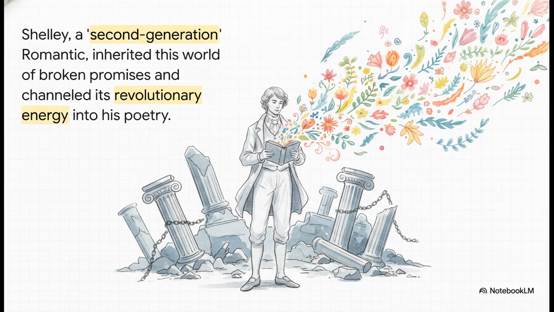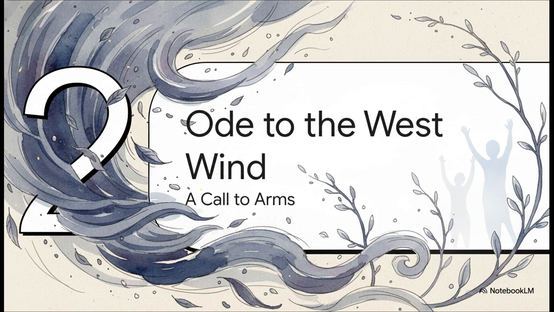So for him, poetry becomes this kind of battleground. It's where he wrestles with this massive tension between the world as it actually was, oppressive and just broken, and the world that he was dreaming of, the world as it could be. So the big question is, how does all this tension actually show up in his work? Well, let's jump right in with our first poem, Ode to the West Wind.